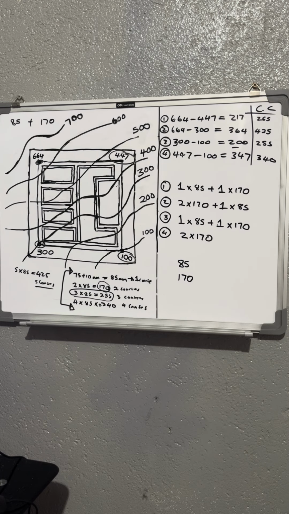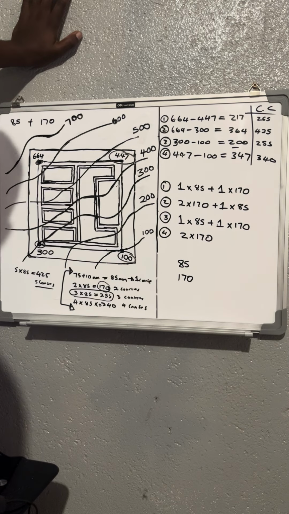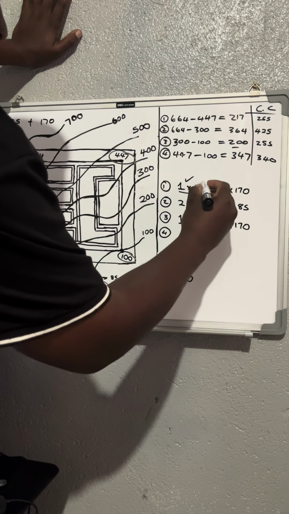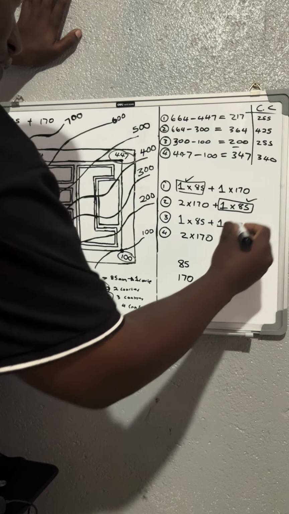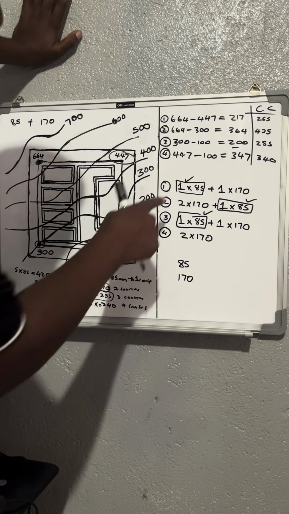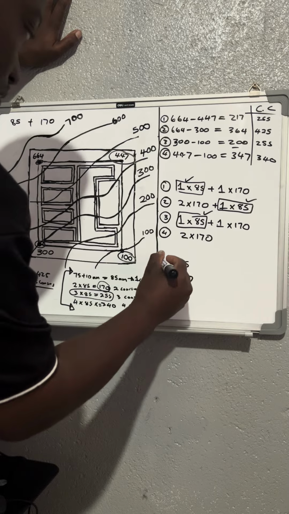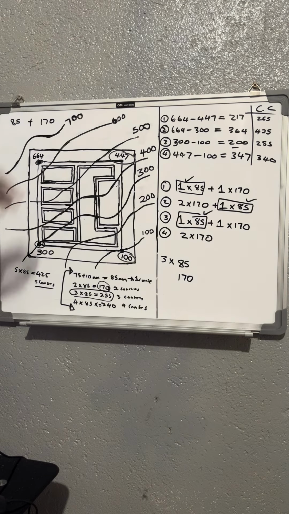So let's start with the one for 85. I'm just gonna mark them. We have this one, we also have this, we also have this. So it's 3. That's 1, the number that you're seeing, 2, 3. So we're going to say we have 3 times the 85. So this is just to show how many there will be.